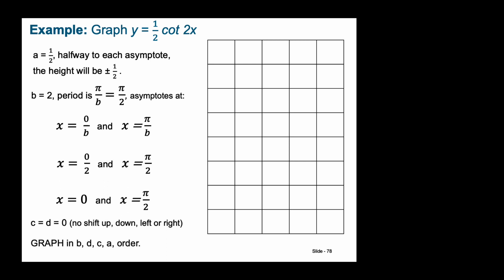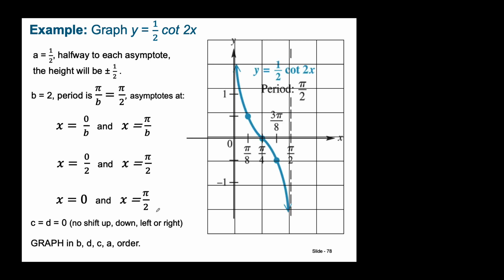And same advice, graph in this order: B, D, C, A. So B, putting your asymptotes in the right place, 0 and pi over 2. And then nothing to do for C and D, so that's asymptotes in the right place. No shifting necessary in this question. So we go to A, and halfway to the asymptote, we're just making sure we are at a height of positive 1/2 and negative 1/2. And that is the graph of y equals 1/2 cotangent 2x.